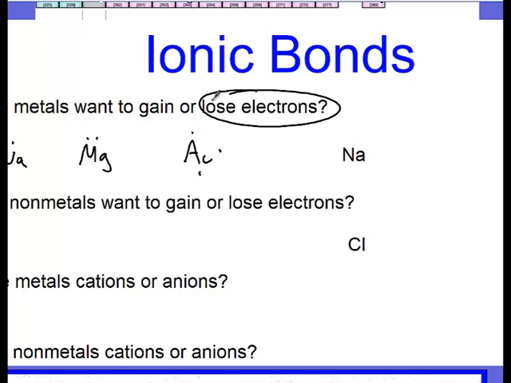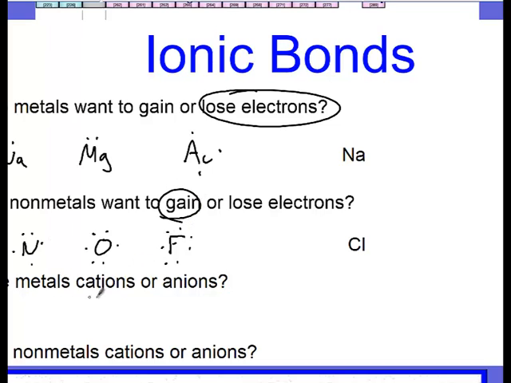If you think about nonmetals, they have 5 or more valence electrons. Nitrogen would have 5 dots around it. Oxygen would have 6. Fluorine is going to have 7 dots. And of course, our noble gases will have 8. So if you ask yourself the same question, do they want to gain or lose? It's much easier for them to gain electrons than it is for them to lose these electrons.